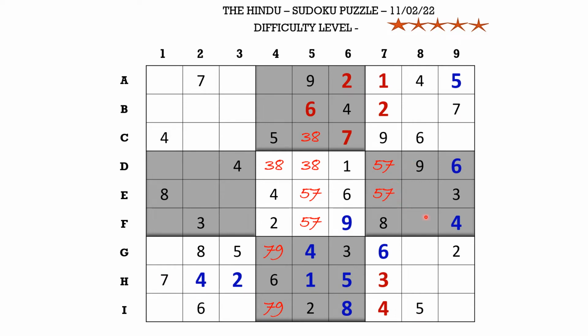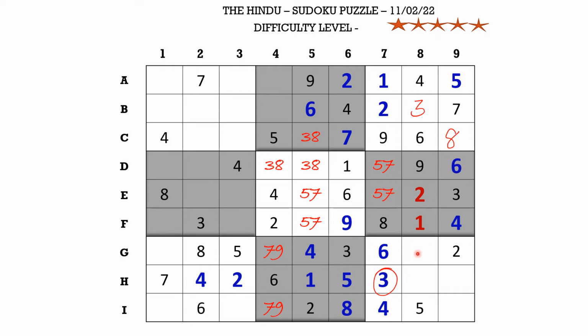So in this block, the missing numbers are 1 and 2. There is a 2 here in F row. So 2 blocks here. F8 takes 1 and E8 takes 2. This 3 here in H row blocks these 2 cells. So in column 8, 3 goes here. Now the only missing number in this block is 8.